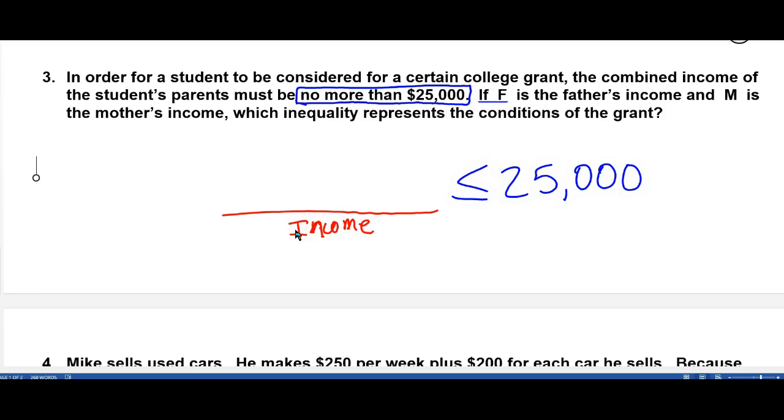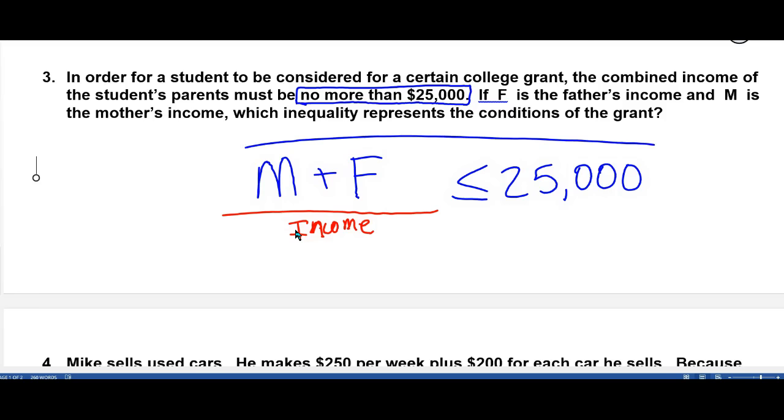F is the father's income. M is the mother's income. The total income would have to be when you add the mother's plus the father's income. So M plus F has to be less than or equal to 25,000. There is your answer. There's nothing to solve because it just says which inequality represents the condition of the grant. So there we go, number 3.